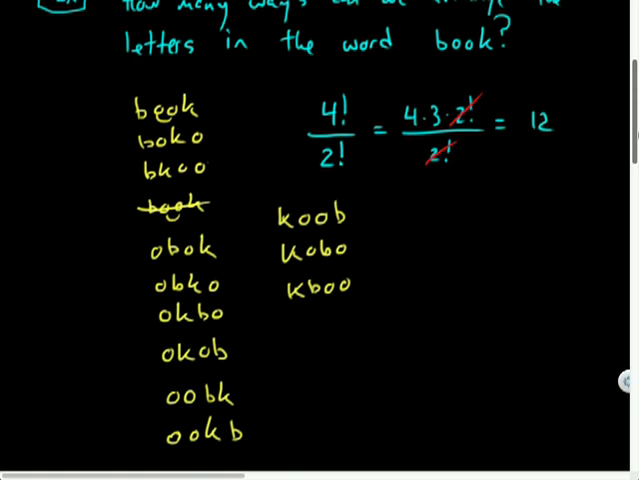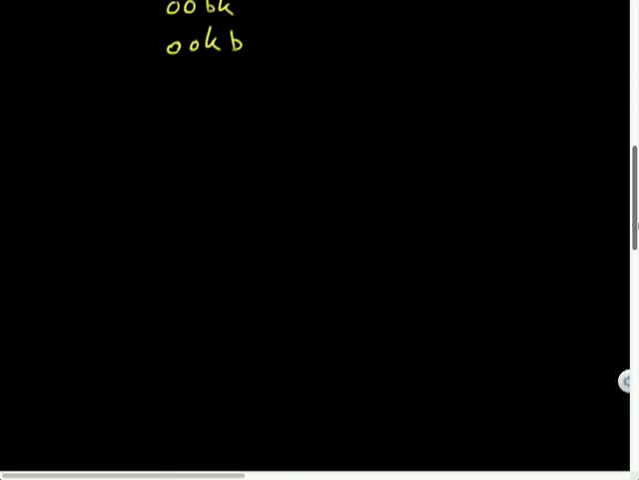So it turns out permutations with repetitions, I'll just abbreviate as perms with reps.